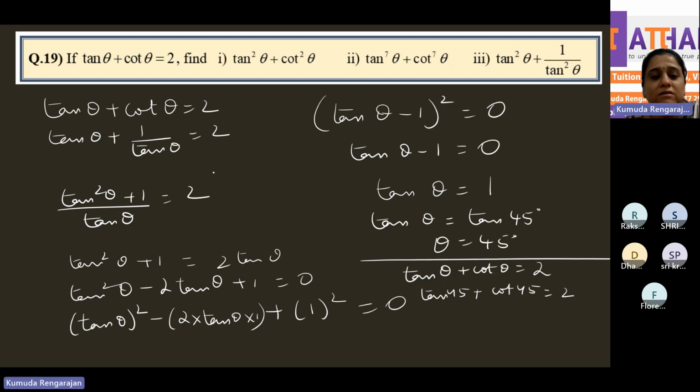If you know that sine theta and cos theta are both 1 by root 2, when is that? Sine 45 is 1 by root 2. Cos 45 is also 1 by root 2. What is 1 by root 2 plus 1 by root 2? 2 by root 2. 2 by root 2 is nothing but 2 into root 2 by root 2.